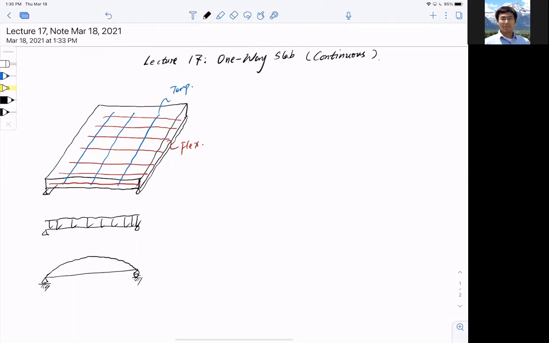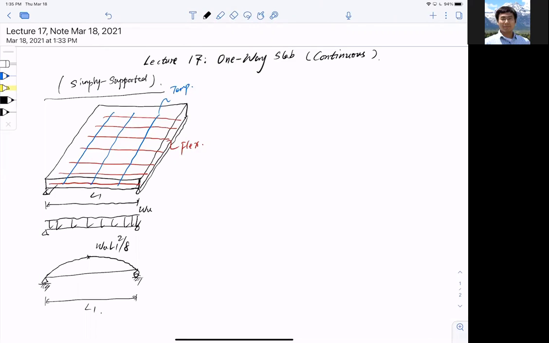So this is omega u, and this is omega u L1 squared divided by 8, and this is L1. And this is the simply supported one-way slab on the left-hand side. Straightforward, nothing difficult. And the reason is that it's simply supported.